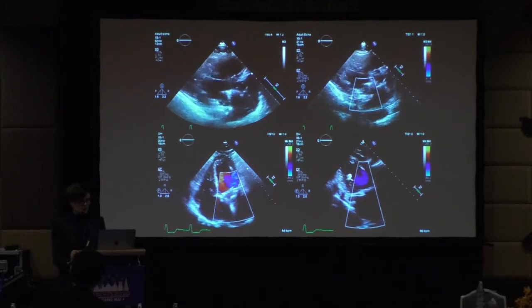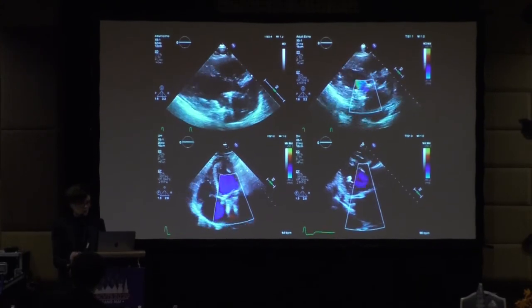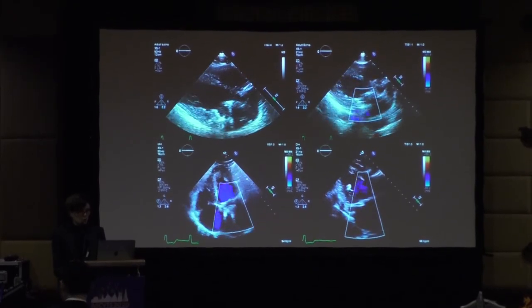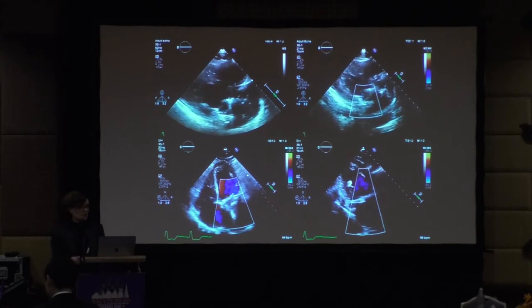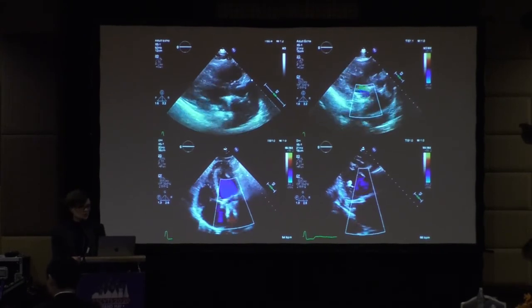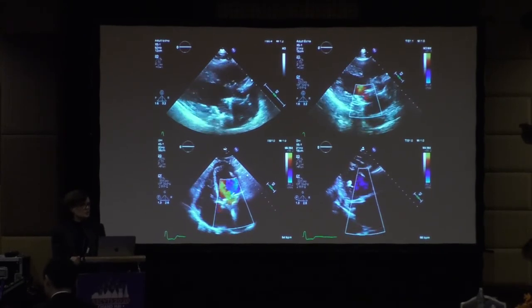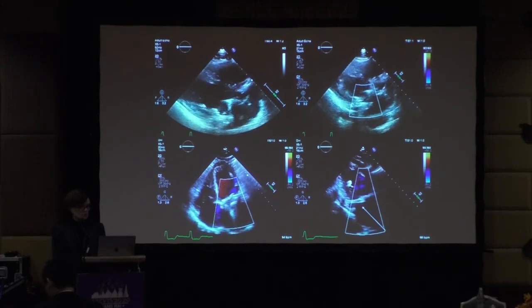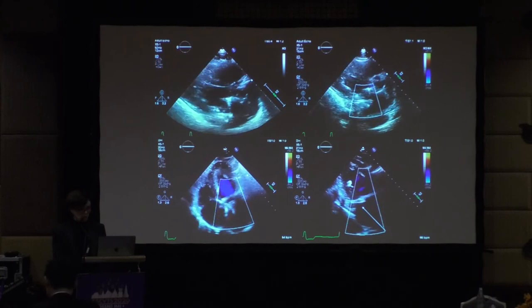This is a lady who has a mechanical mitral valve in, and she has problems with shortness of breath and anemia. And this is the surface study, and you can see it's actually pretty difficult to see what's going on. There is one hint in this view. Now, this patient was referred on for a transesophageal echo.